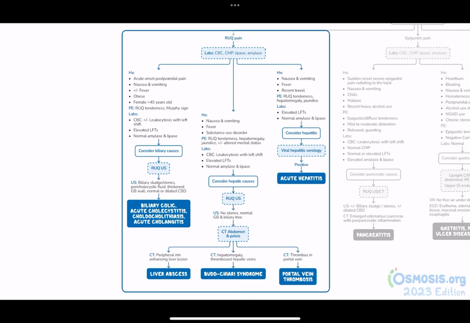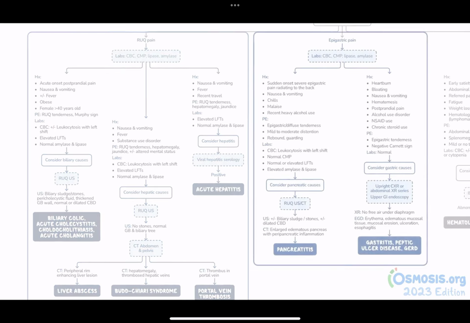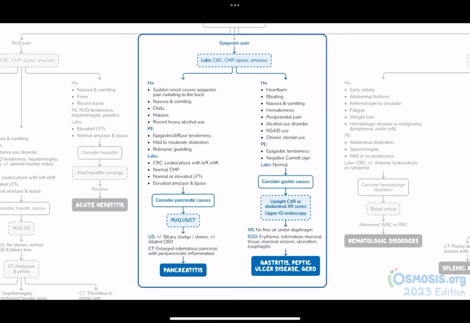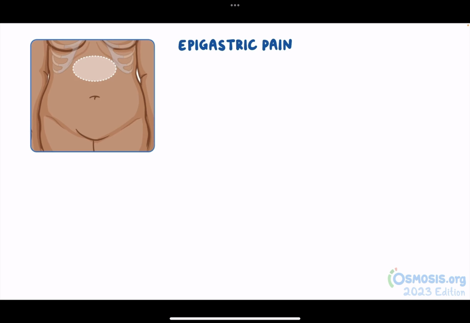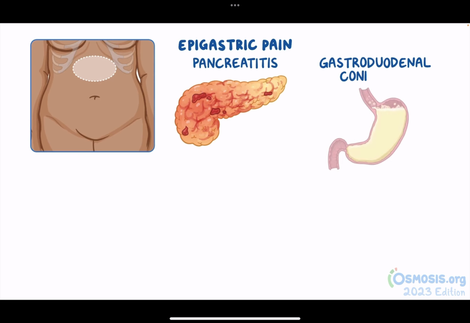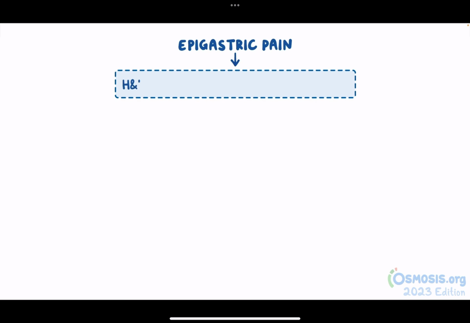Now that right upper quadrant is complete, let's move on to epigastric pain. Two main causes of epigastric pain are pancreatitis and gastroduodenal conditions. In addition to H&P, order labs like CBC, CMP, lipase, and amylase.